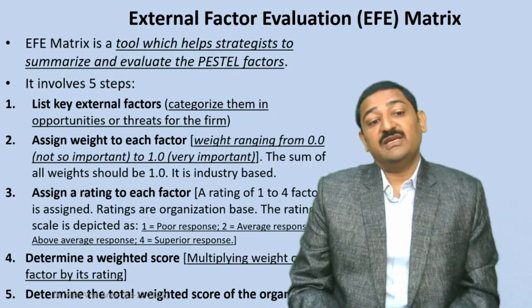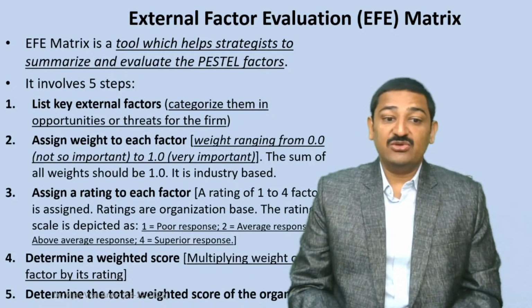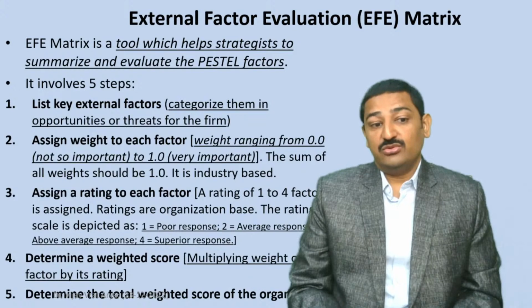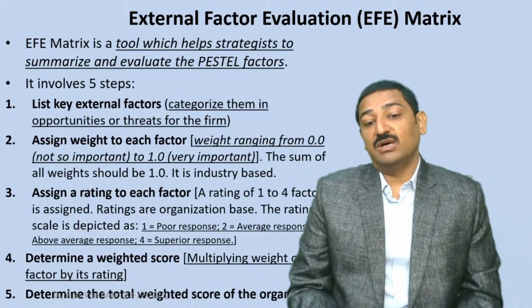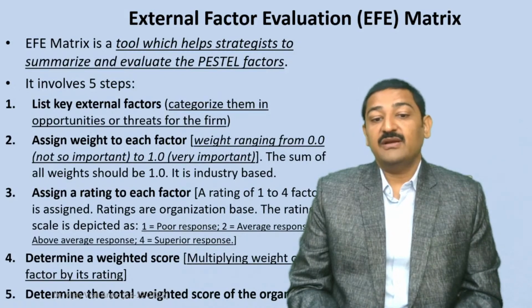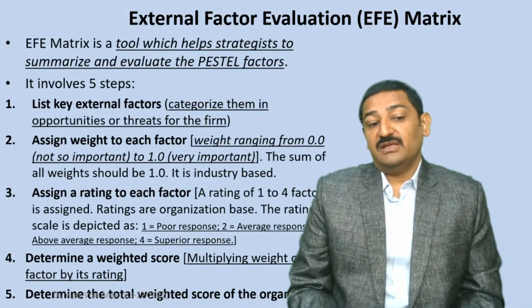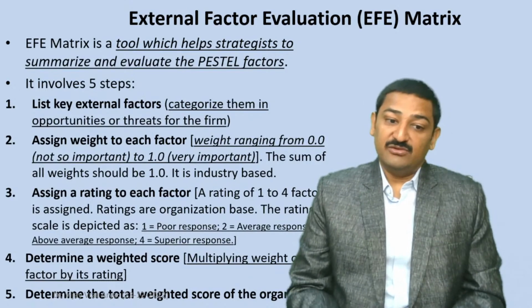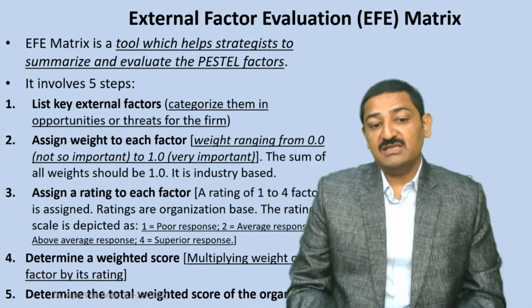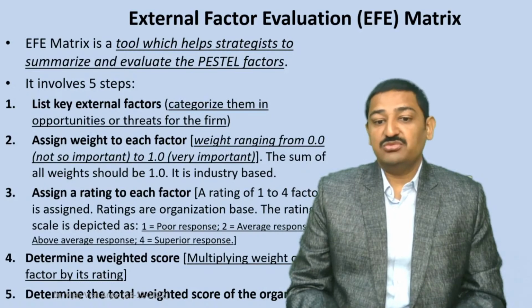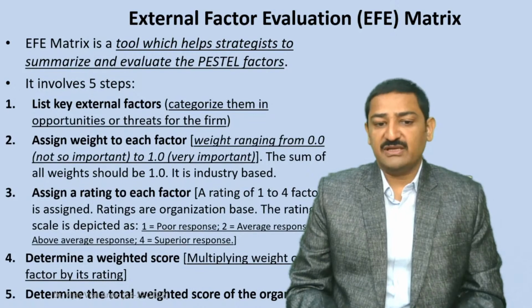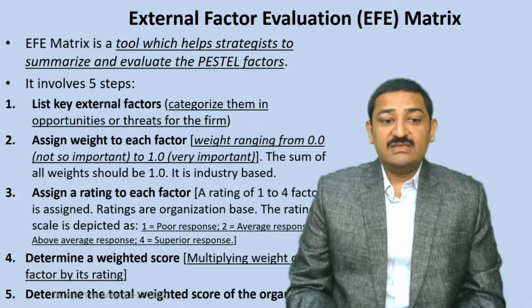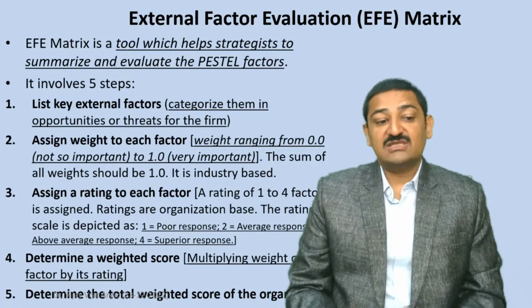After that, in step 3, we need to assign a rating to each factor. The rating is given between 1 to 4, where the rating scale is: 1, which is minimal, means poor response; 2, average response; 3, above average response; and 4 is superior response.